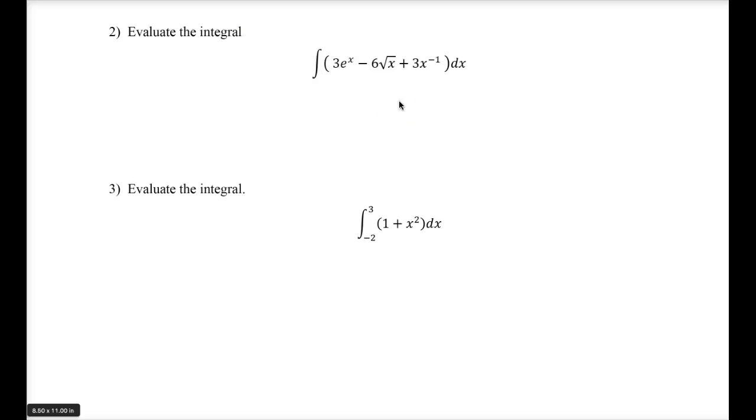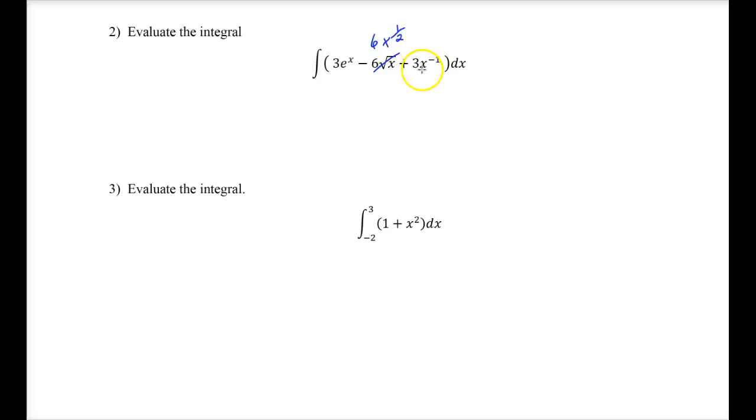So the first thing we want to do is make sure that we rewrite this in a way that makes it easy for us to take the antiderivative. This square root of x, we know that we can write as x raised to the 1/2. So this term here, we're going to rewrite as 6x raised to the 1/2.